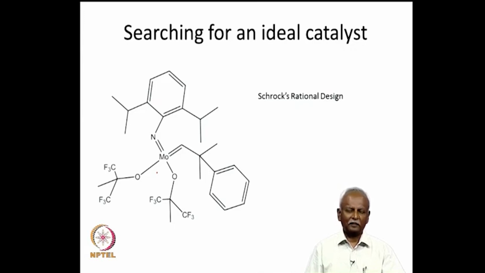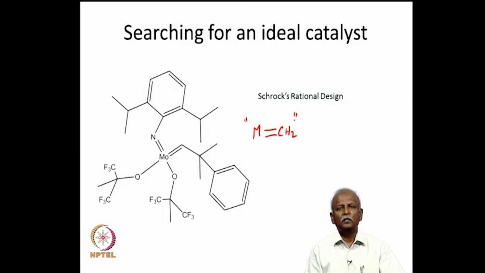It has got an alkylidene group. So, M double bond CH2 is still the basic unit, which is the catalytically active unit for metathesis, and that remains common for both Grubb's catalyst and Schrock's catalyst. The only difference is the fact that the molybdenum catalyst, that is the basis for the Schrock's catalyst, has got 2 alkoxy groups, which are electron withdrawing in nature.